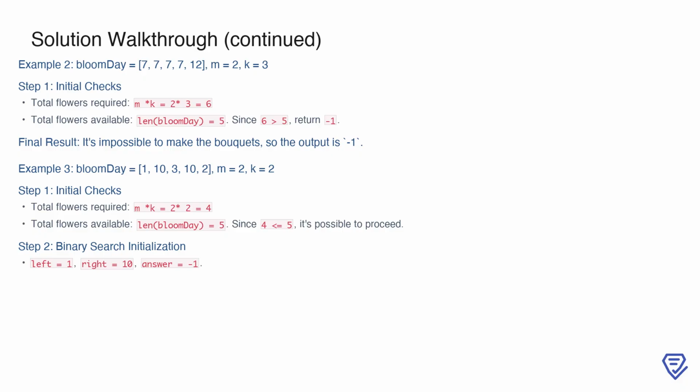In a different scenario, let's examine the bloom days 1, 10, 3, 10, 2, with M equals 2 and K equals 2. Here, the total flowers required are 2 * 2 equals 4, while 5 flowers are available, making it feasible to proceed. We initialize binary search with the range left equals 1 and right equals 10, and the answer is set to -1 initially.